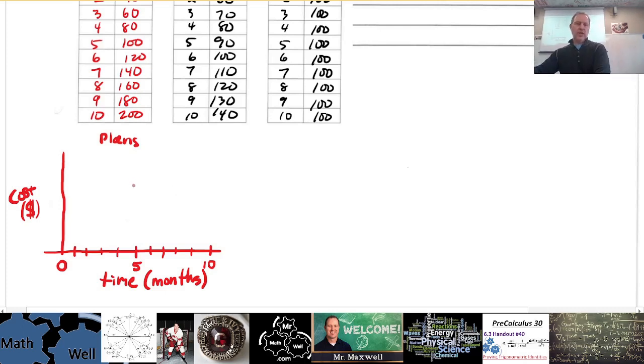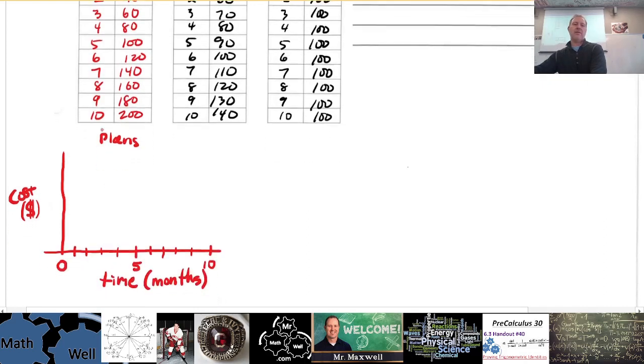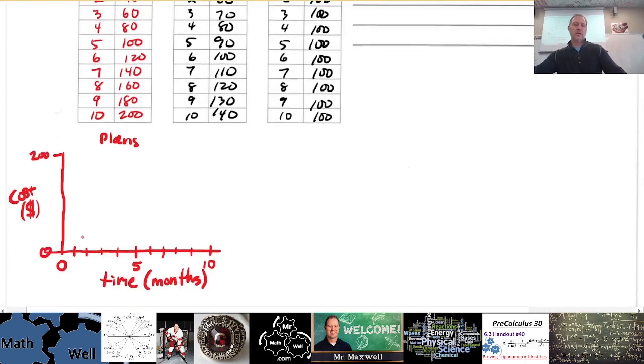So you don't have to change too much here, but the cost of these plans, plan A goes all the way to 200 there. You see that? Plan A goes to 200. So I have to have 0 as the smallest value and all the way to my largest value, which for all three of these graphs would be 200. Let's make 200 at the top, so 0 is going to be on the bottom and 200 on the top.